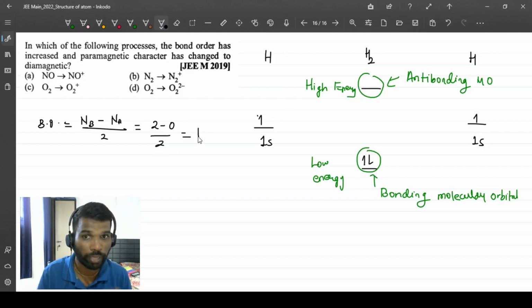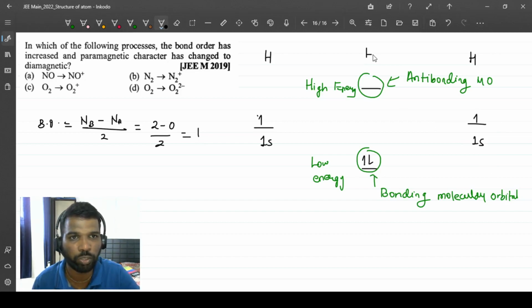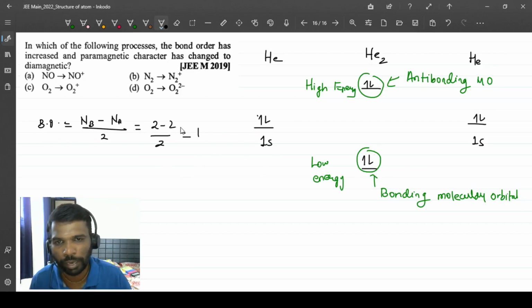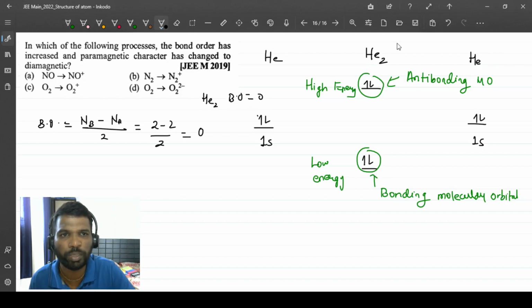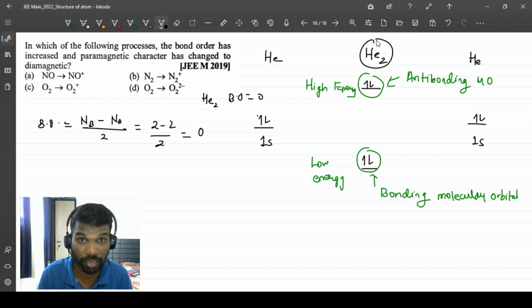This theory also tells about whether a particular molecule will exist or not. Let's talk about the helium molecule, whether He2 will exist. In helium, instead of 1s1 it will be 1s2. So there will be two electrons going in the bonding orbital and two in the anti-bonding, and the bond order will be 2 minus 2, which is equal to 0. So the He2 bond order is 0, meaning the He2 molecule does not exist. That is what it tells.